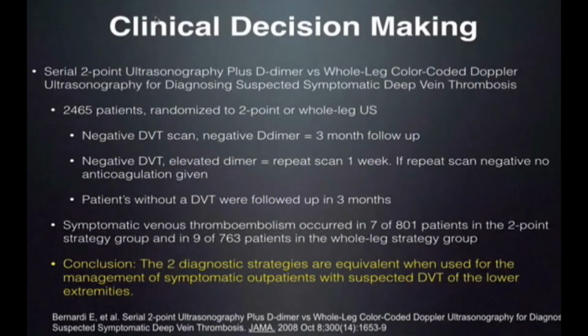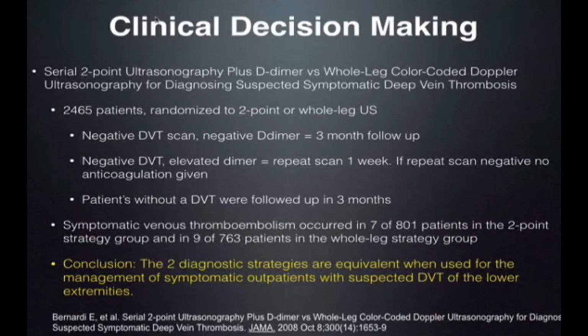But one of the studies done in 2008 by Bernardi took a look at doing 2-point ultrasonography plus a D-dimer versus the whole leg color Doppler performed by radiologists to see if there was a difference in venous thrombotic events after a 3-month follow-up period. This was a large study. It was done in Italy. There were 2,500 patients, and they were randomized to either 2-point ultrasound plus a D-dimer or whole leg ultrasound.